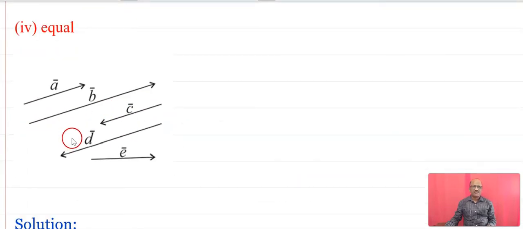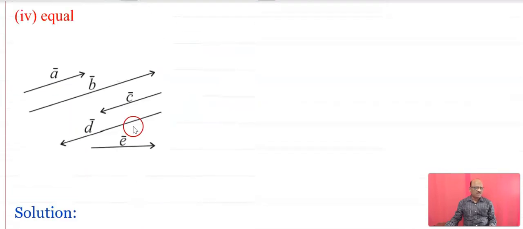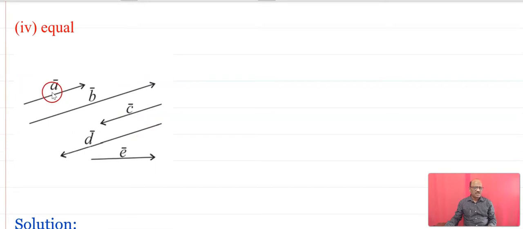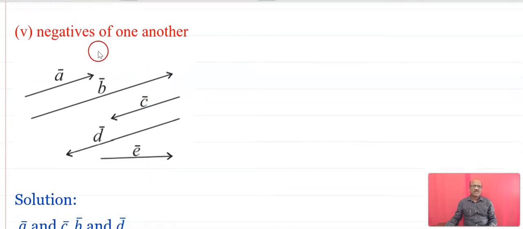Equal vectors: here none are equal vectors. If we see this, a bar and c bar are equal in magnitude but opposite in direction. Similarly, b bar and d bar again have different directions. Therefore, none are equal. Negative of one another.